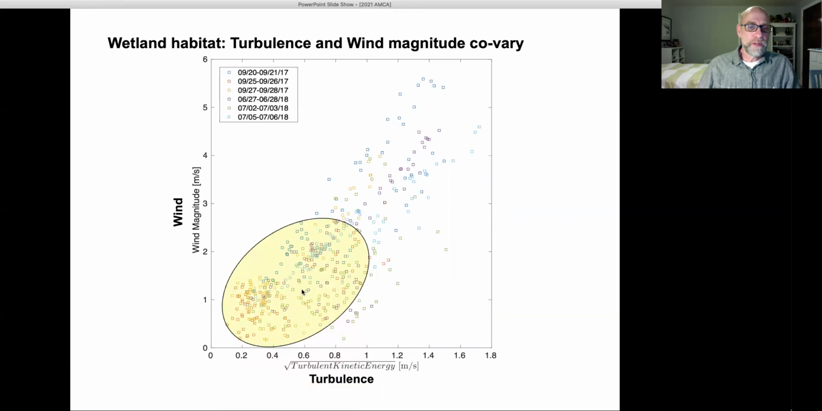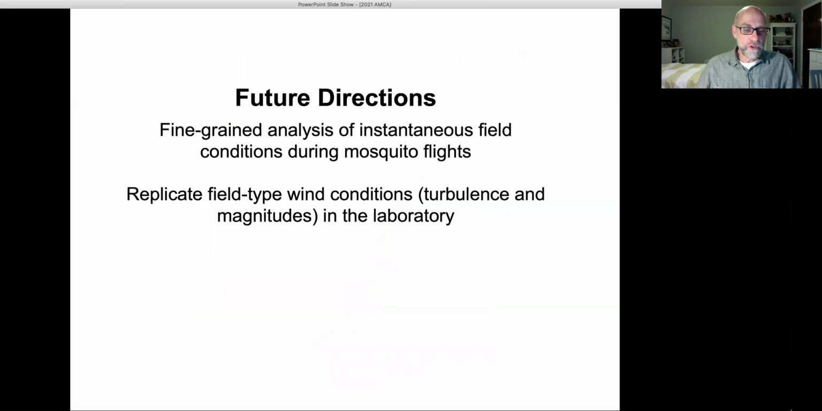And for reference, this is where we measured, in the wind tunnel that we typically use to characterize behavior, what the wind magnitude and the turbulence was. And you can see right here that this is very low. In fact, this range that's represented here doesn't capture any of the turbulence that occurs in the field when we're seeing mosquito behavior. So we want to use these data to inform laboratory behavioral studies.